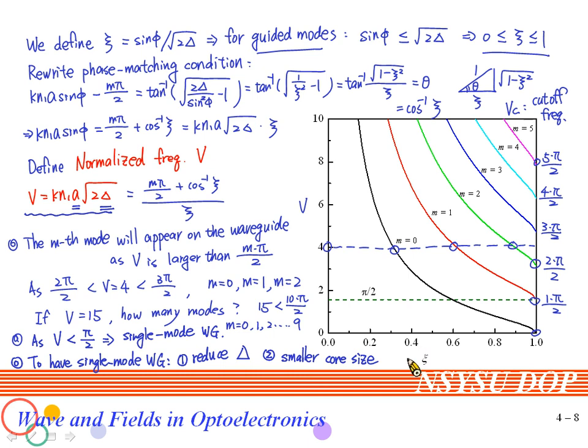The final way to have a single mode waveguide is to reduce the value of k. How to reduce the value of k? We know that k is 2 pi over lambda, right? So this means that if you want to reduce the k value, you can increase the operation wavelength lambda.